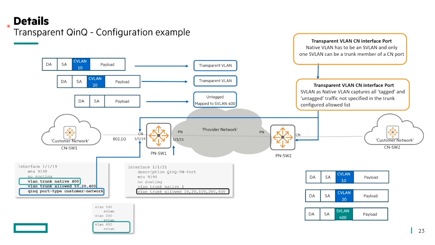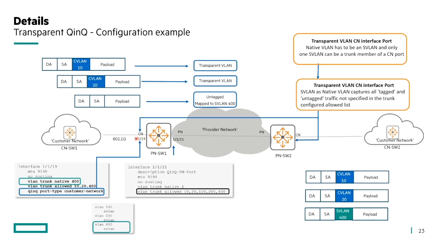So let's look at an example for transparent QinQ and the configuration and how it applies to the CN port and PN ports. Here we've got CVLANs 10 and 20 desired to be transparent VLANs. We've also got untagged traffic coming onto the CN port that will be mapped to SVLAN 400.